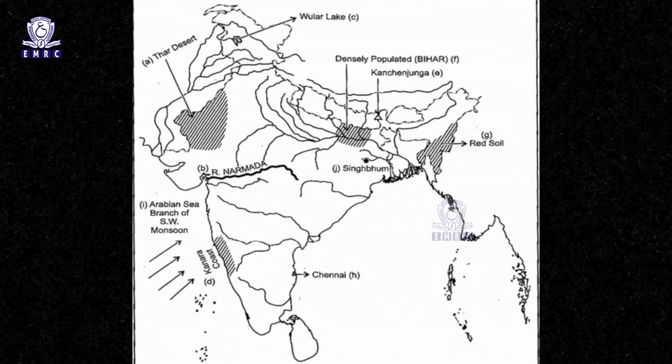Kanchenjunga is situated on the border of Sikkim and Tibet. It is the third highest mountain peak in the world. It is 8,598 meters above the sea level and remains snow covered throughout the year. Some of the important rivers of India like Kosi and Teesta have their origin in this mountain.